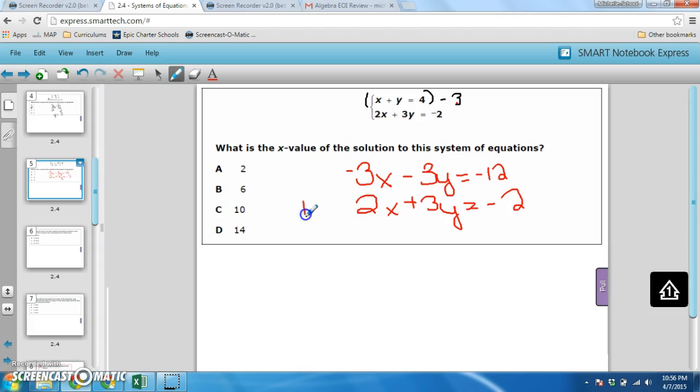Okay, and now we can add them up. -2 plus -12 is going to be -14. We have these cancel out, which is perfect. -3x plus positive 2x is going to be -1x. Okay, we'll divide both sides by -1. And x equals 14.